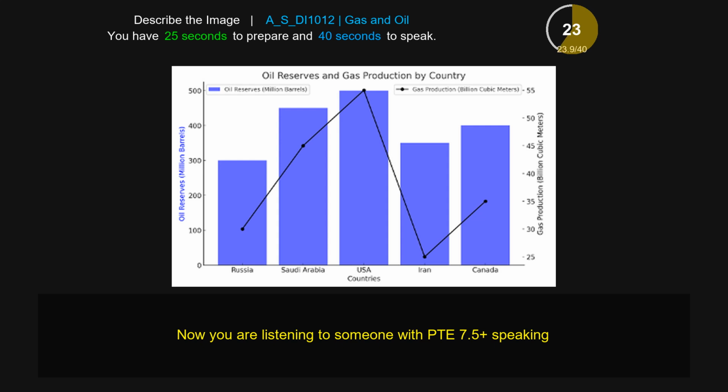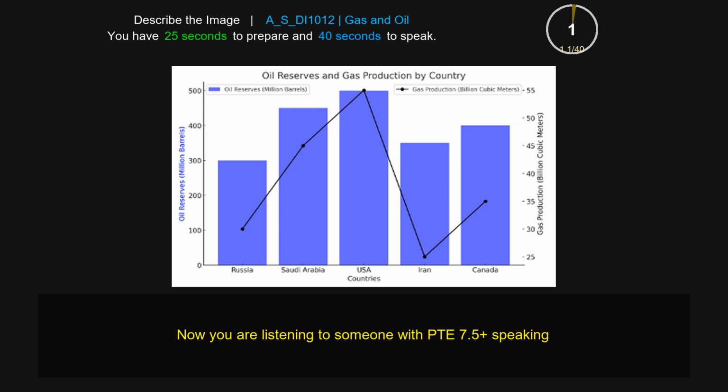In the bar graph, the highest data is covered by USA, which is around 500, and the lowest data is covered by Russia, which is around 300. To sum up, the combination of line graph and bar graph displayed the information about oil reserves and gas production by countries.